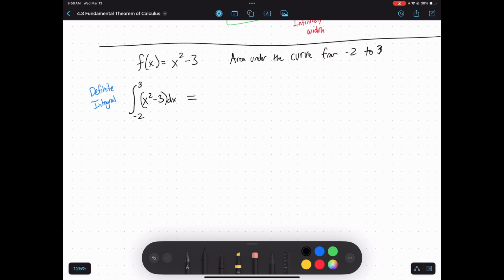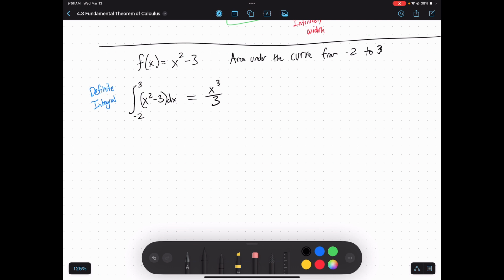So what's my antiderivative for x squared minus 3? Well, my x squared term is going to give me x cubed over 3, right? 1/3 x cubed. And once again, if you're ever wondering where I get this from, try taking the derivative, see what you get. If I take the derivative of x cubed over 3, I get 3x squared over 3, and the 3's cancel.